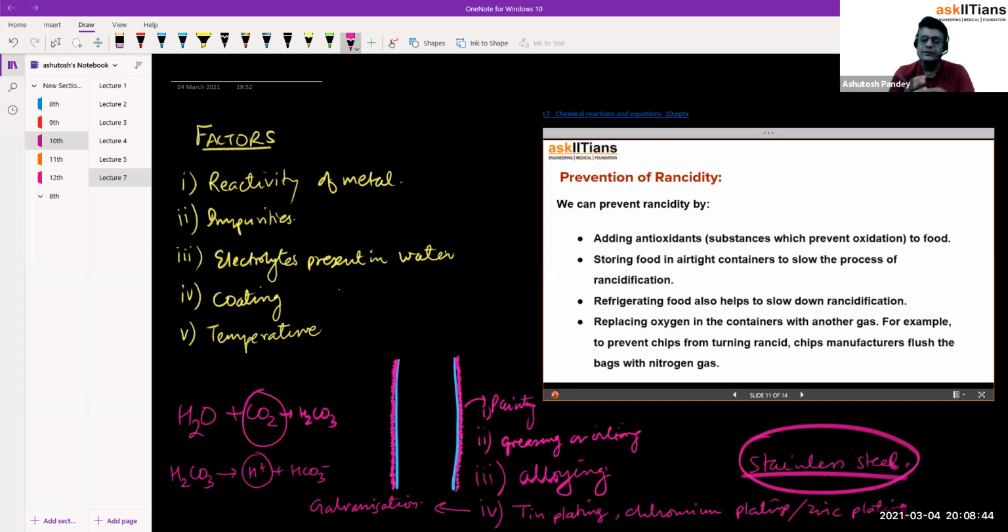Next, replacing oxygen in the container with another gas. For example, to prevent chips from turning rancid, chips manufacturers flush the bags with nitrogen gas. Oxygen is more reactive and nitrogen is not that reactive. So if we replace the oxygen with nitrogen, the reaction will be slower, or it is not going to react. That's how we can prevent the rancidification of the food items.